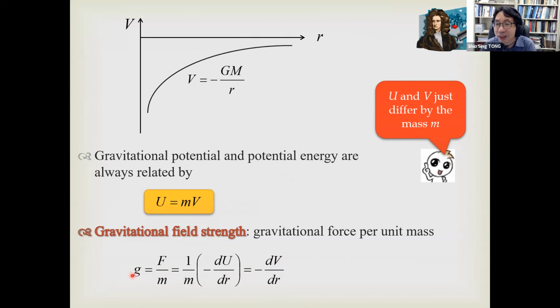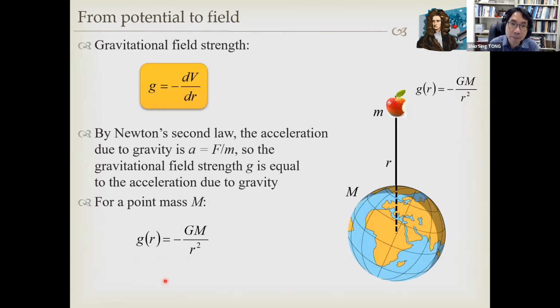g seems to be a symbol used for acceleration due to gravity. You use this symbol in high school for acceleration due to gravity. Now, I will show you that this is in fact the acceleration due to gravity. We have this relation already. If you have an apple at a distance r from the center of the Earth, the gravitational force is GMm over r squared. That is the inverse square law of force. But if you divide by the mass m, you get the gravitational field strength, right?